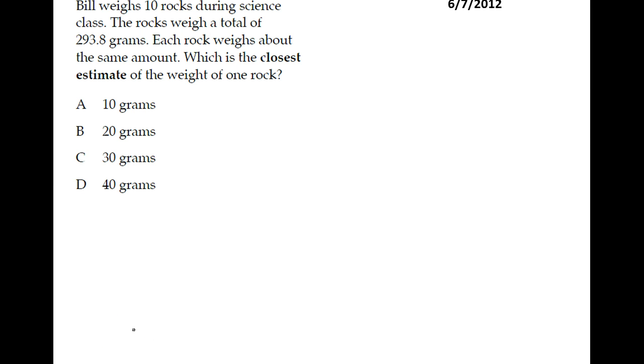Bill weighs 10 rocks during science class. The rocks weigh a total of 293.8 grams. Each rock weighs about the same. What's the closest estimate of the weight of one rock? Okay. He has 10 rocks, and the rocks weigh a total of 293.8 grams.